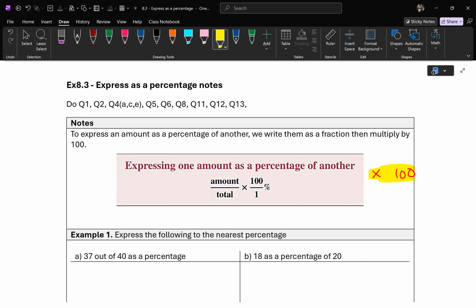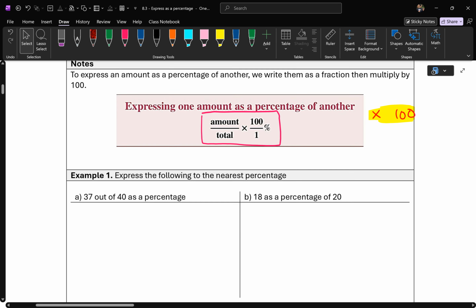Okay? This is the formula if you want to copy it down or it's already in your notes. That's the formula they give to you. I normally just tell students times 100. That's how you convert it to percentages. Yeah? Let's do an example.